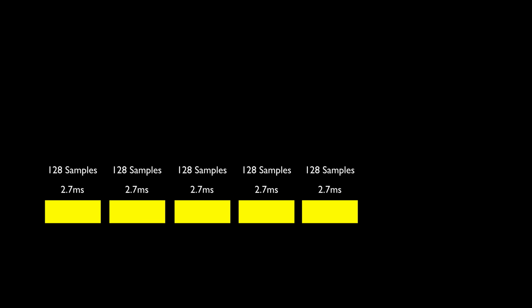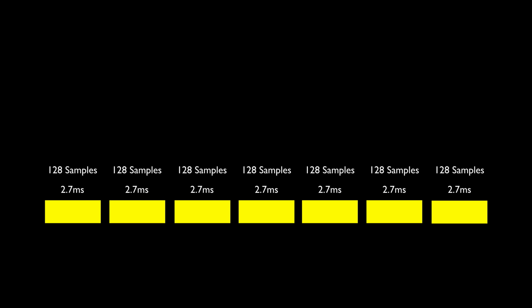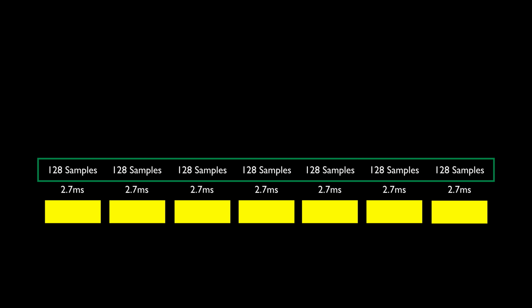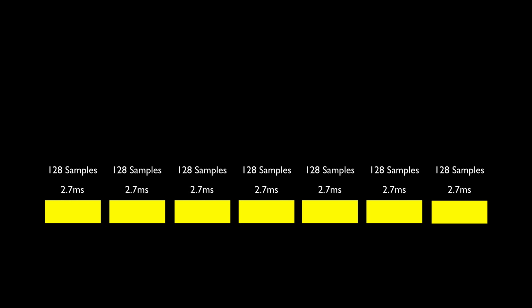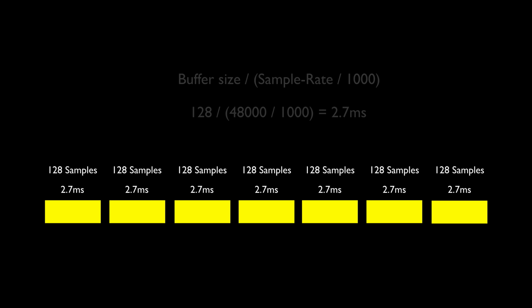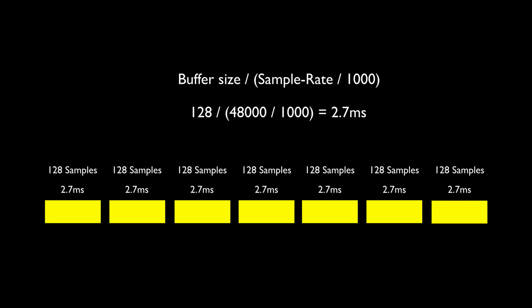Your DAW processes audio in blocks. Each block is a fixed number of samples that you set as your buffer size. So in order for audio to come out, each block has to be processed before the next block. A block is a specific number of samples, and due to the sample rate chugging along, that means a block is a specific amount of time.